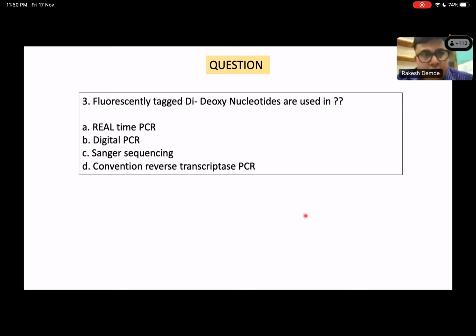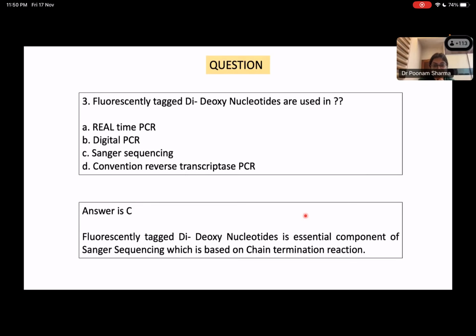Third question is, fluorescently tagged dideoxynucleotides are used in which type of PCR molecular technique? Real-time PCR, digital PCR, Sanger sequencing, or conventional reverse transcriptase PCR? Sir, all the participants are answering option C. Yes, Sanger sequencing. We have already discussed that the dideoxy technique causes chain termination in Sanger sequencing, and it is an essential component of our Sanger sequencing assay.